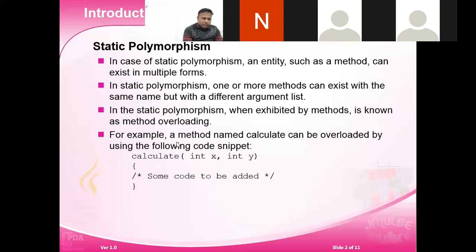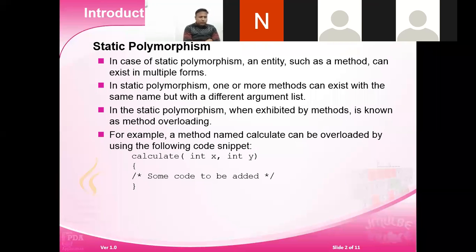In static polymorphism, one or more methods can exist with the same name but different argument lists. When static polymorphism is exhibited by a method, it is known as overloading. So programmatically, static polymorphism is implemented in the form of method overloading.